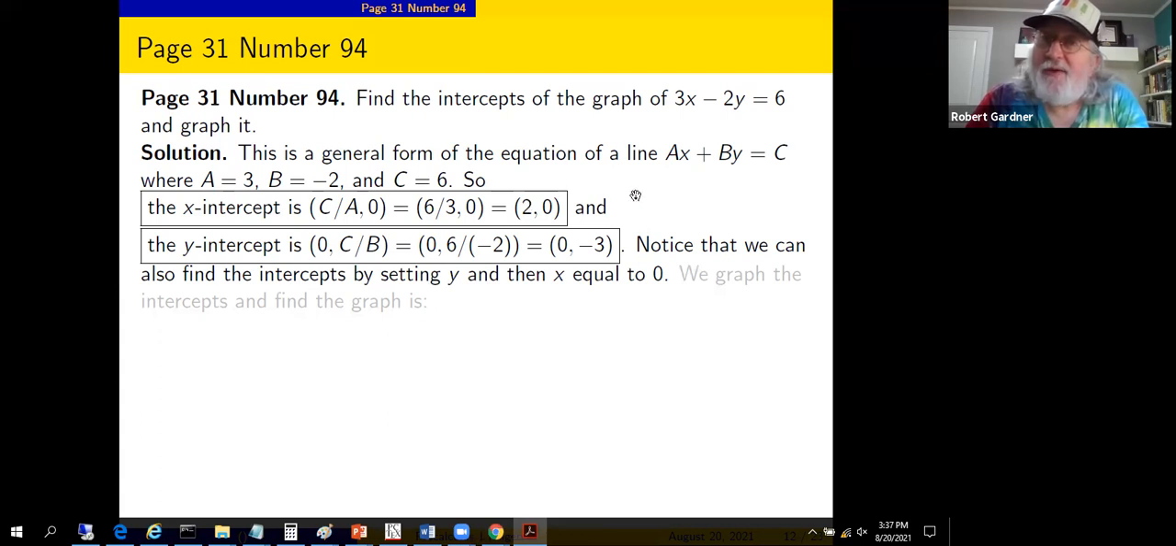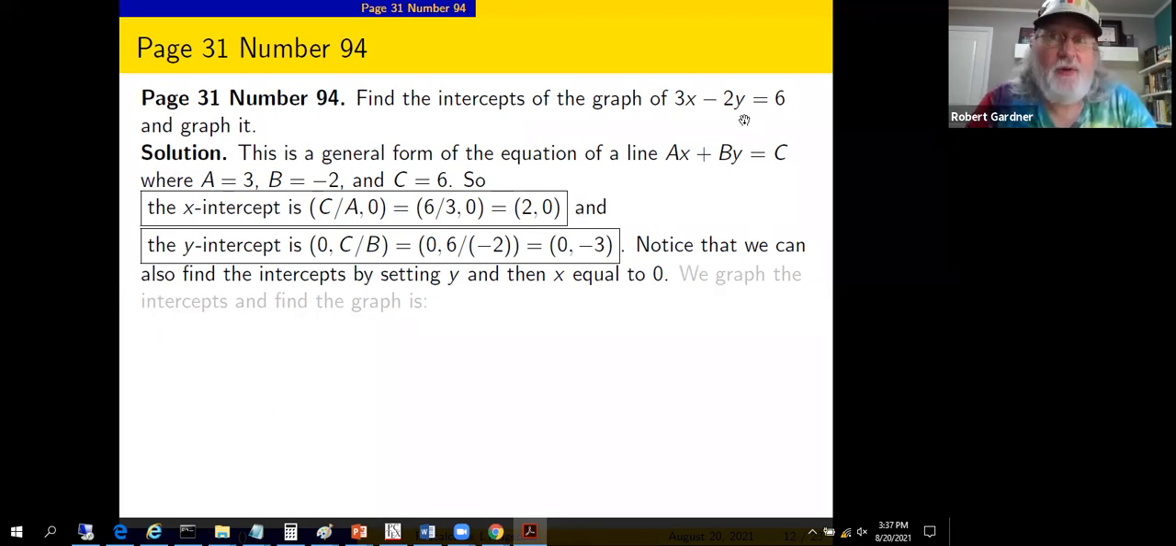That's the thinking way of doing it. The formula way of doing it is saying, well, this line is in standard form, general form: Ax plus By equals C, where A is 3, B is -2, and C is 6. The x-intercept in those formulas we just saw was C divided by A, comma 0. We've got C is 6, A is 3, 6 over 3 reduces down to 2. So there's the x-intercept from those formulas.